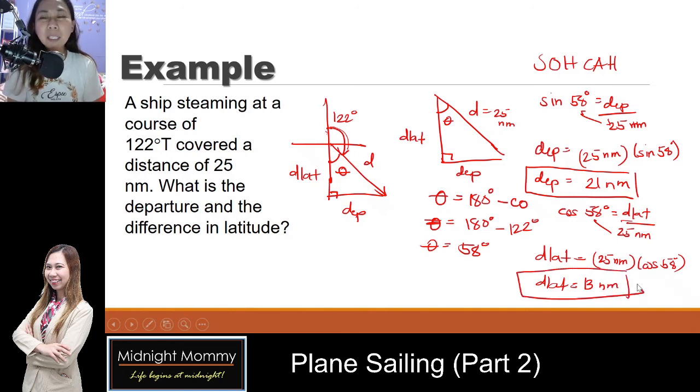So, kung mapapansin nyo, yung nakuha natin na sagot for the departure and dun sa d lat is parehas lang, kahit anong right triangle yung gamitin natin. Basta you just have to make sure na tama yung pagkakaderive mo ng equations based dun sa ating right triangle. Kasi pag mali ka na ng pag-identify muna dun sa mga parts ng right triangle, hindi mo makukuha yung tamang equation.